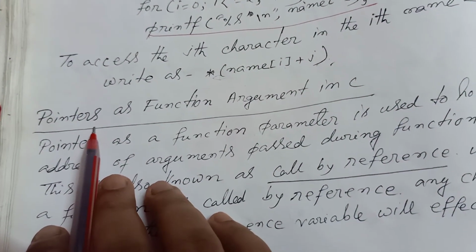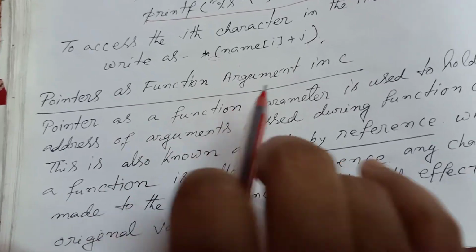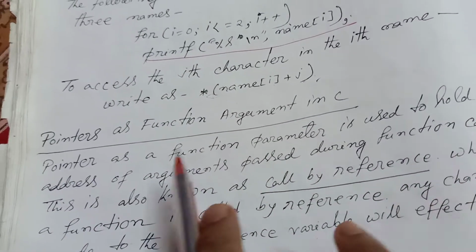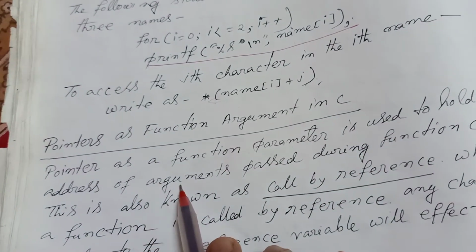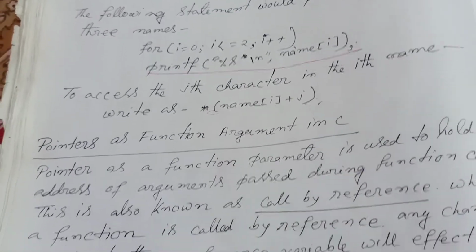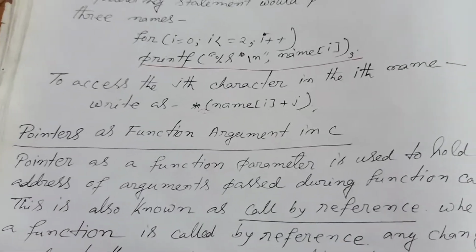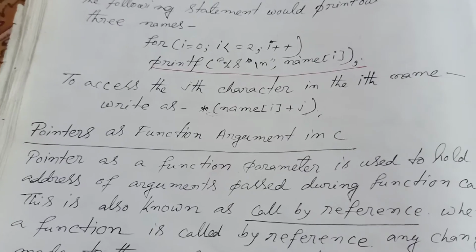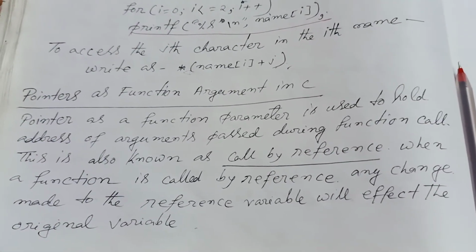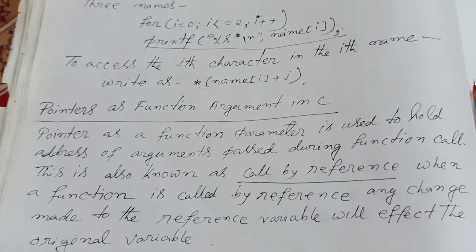Okay. Now the next point discussed is pointers as function argument in C. Pointers as a function parameter are used to hold the address of arguments passed during a function call. This is also known as call by reference. Already we have learned call by reference in the chapter on functions. Call by reference means we are calling the function by using its address value, not the parameter value. When a function is called by reference, any change made to the reference variable will affect the original variable.